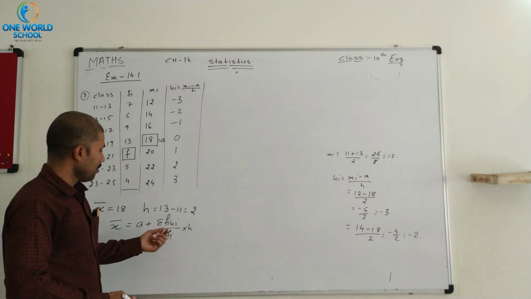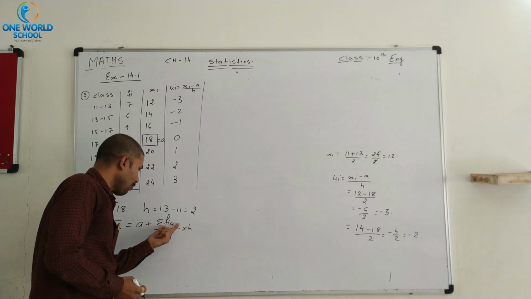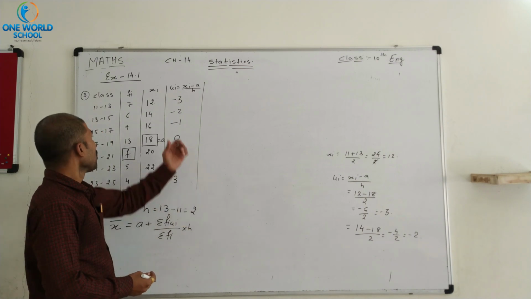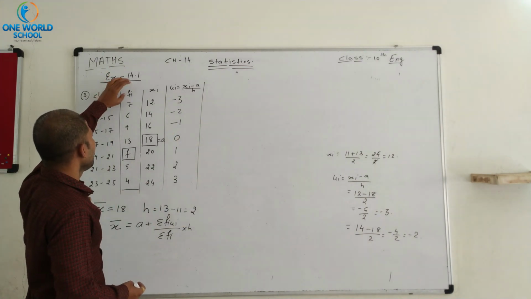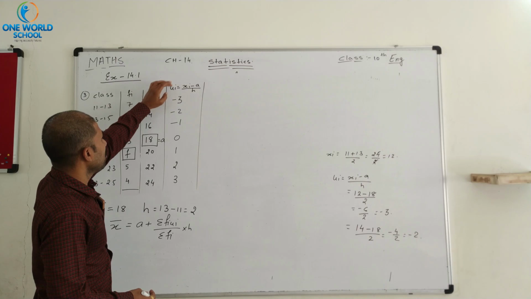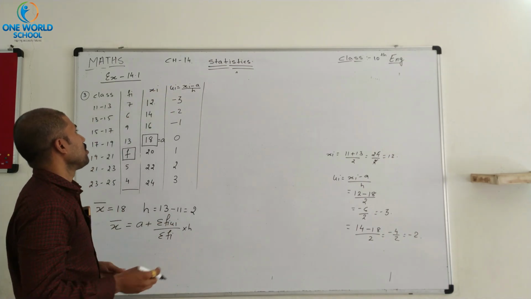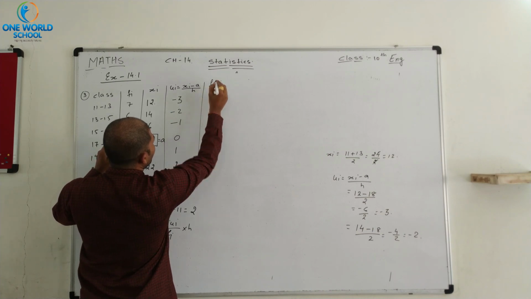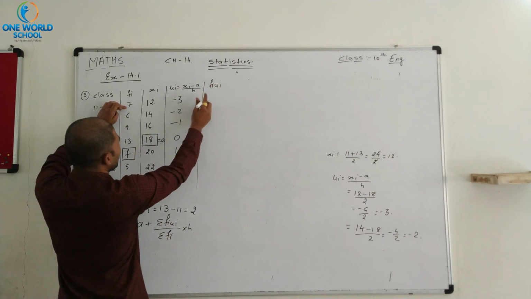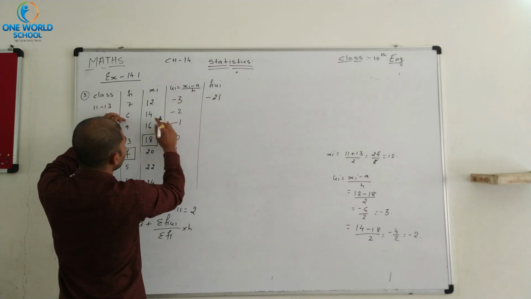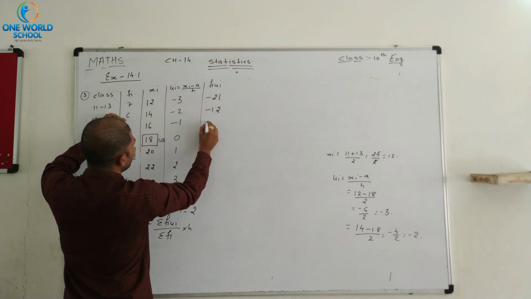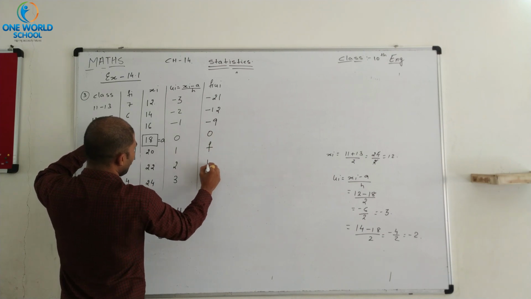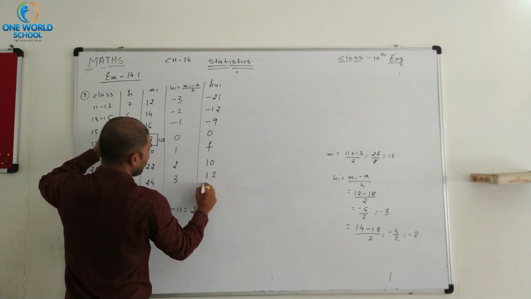Now we have the value of ui. But we have to obtain the multiplication of fi and ui. So the values of fi are 7, 6, 9 and ui are minus 3, minus 2, minus 1. Now multiply these both values. So fi ui: 7 into minus 3 is minus 21, minus 12, minus 9. Simply move forward, then f, 10 and 12.